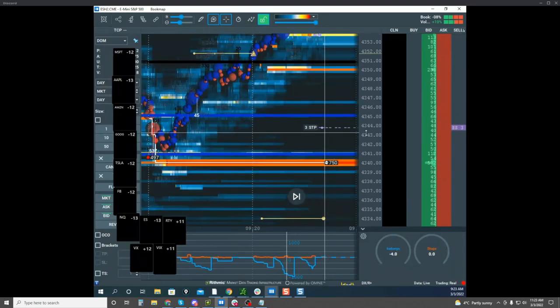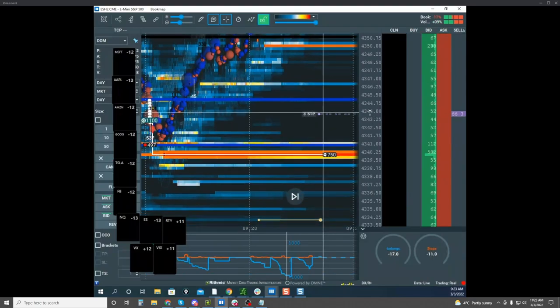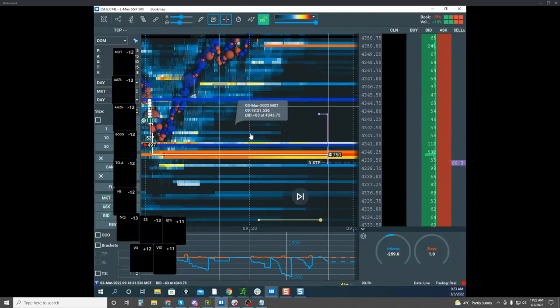If this comes back. The problem with this stop loss is I do not like stopping out in the middle of zones, right? So I'm going to just move this a few more points. I'll just put it down here. Yeah, it's four and a half points. But this is an important area.